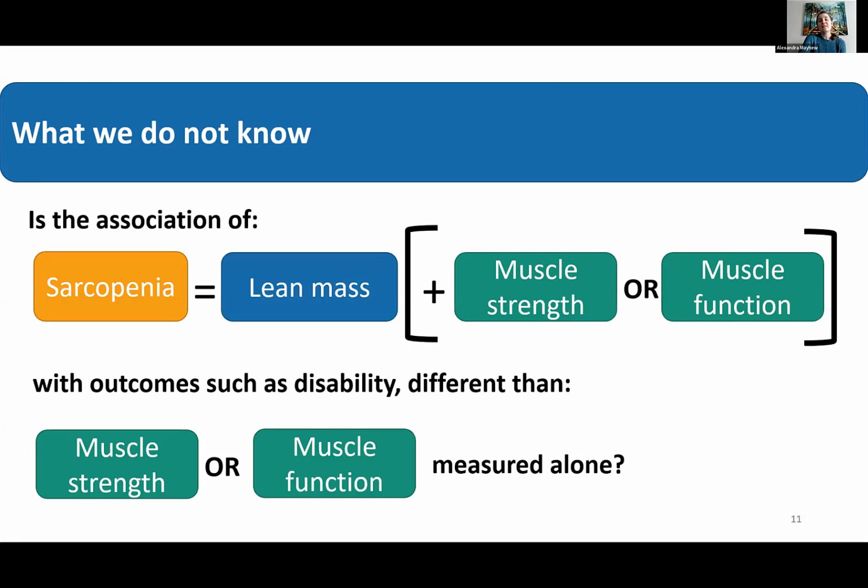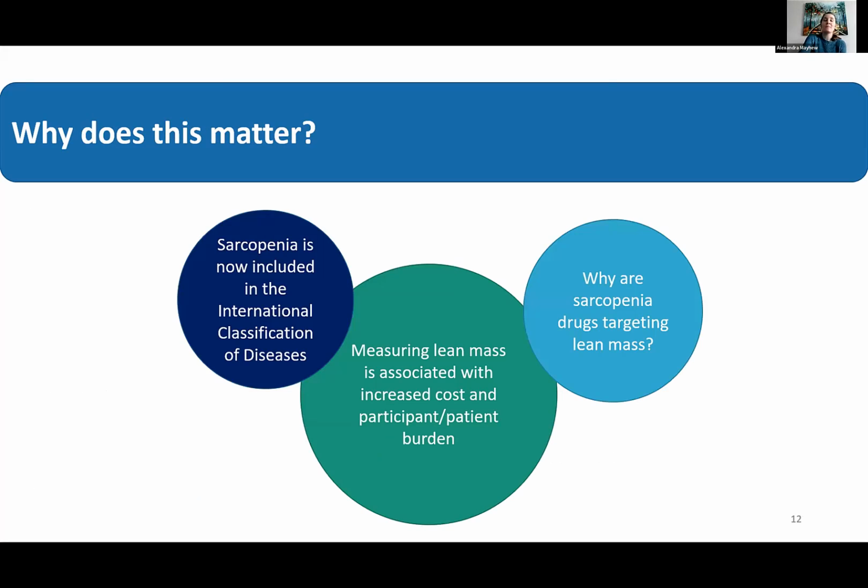And what is clear based on the literature is that sarcopenia defined as lean mass in addition to muscle strength or muscle function performs no differently than muscle strength or muscle function all by itself in terms of identifying individuals with disability, as well as other outcomes. And this is important because sarcopenia is now included in the International Classification of Diseases, meaning physicians are diagnosing and presumably trying to treat sarcopenia.